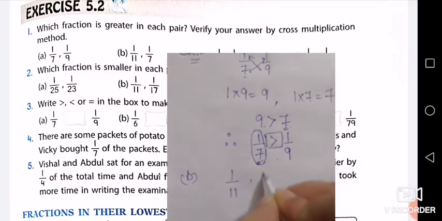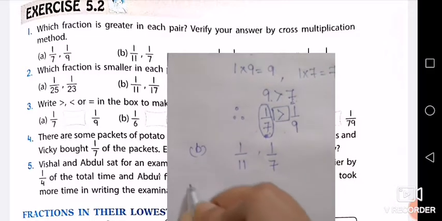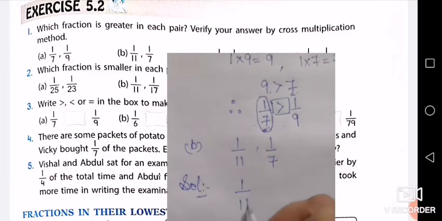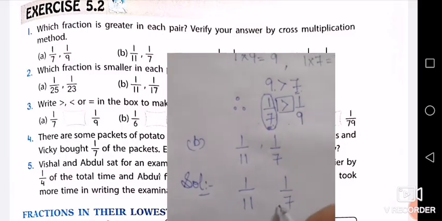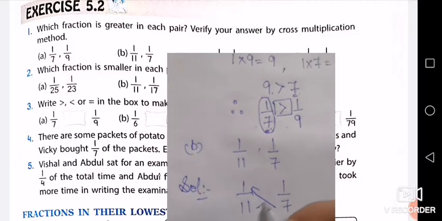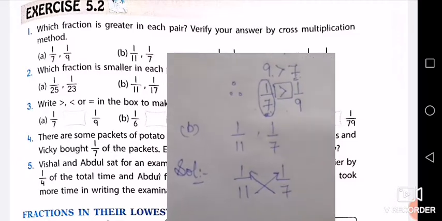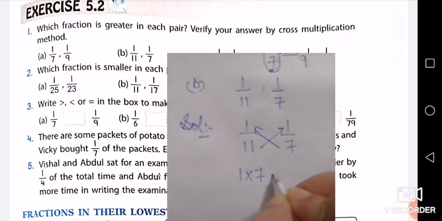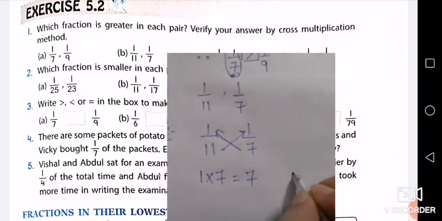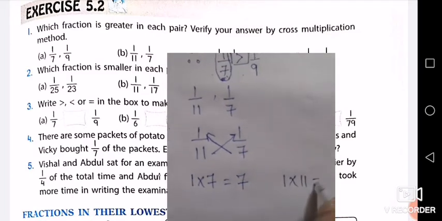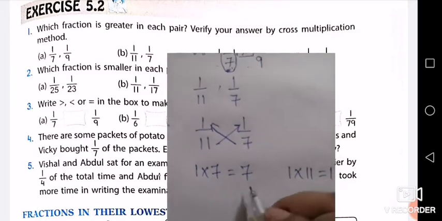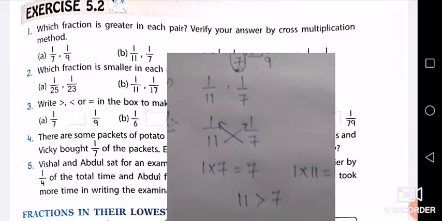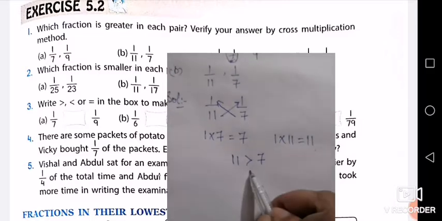1 by 11 and 1 by 7 will be given to you. Now what is the first step? First step is cross multiplication of 1 by 11 and 1 by 7. Now 1 will be multiplied by 7, which is equal to 7, and 1 will be multiplied by 11, which is equal to 11. Now here we can see that 11 is greater than 7.